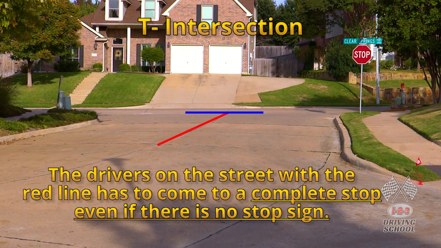In this picture, we see an example of a T intersection. It is called a T intersection because the street with the red line on it dead ends into the cross street with the blue line, forming the image of the letter T. The driver on the red street that dead ends must stop, whether there is a stop sign there or not, and then must turn left or right. Going straight is not an option.